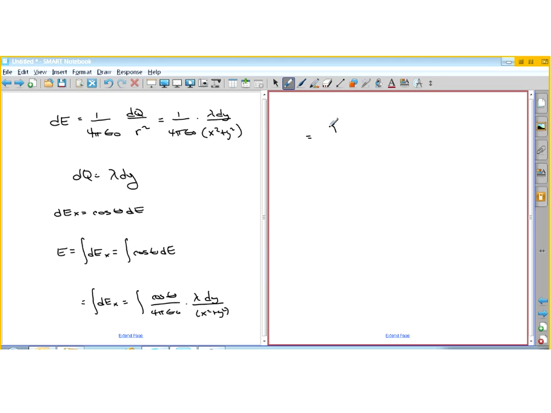So we can take out the constants. Lambda is a constant for a given problem. 4 pi epsilon 0 is a constant. We integrate cosine of theta divided by x squared plus y squared dy. So I'm just going to stop for a second and think about this.